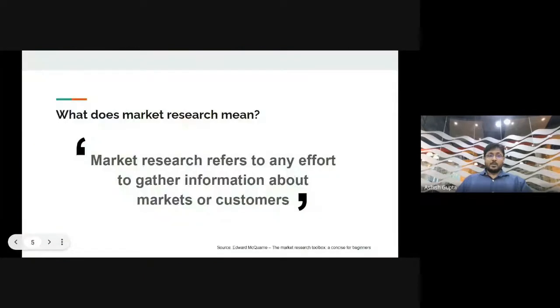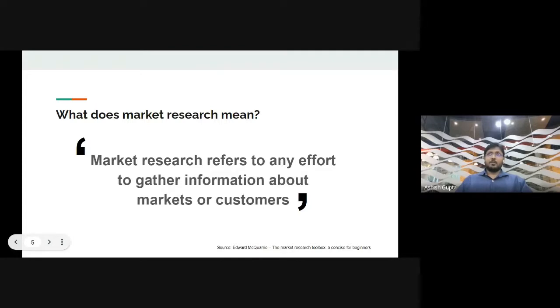So in a nutshell, and I really like this line over here in very plain and simple terms, it's about any effort to gather information about markets or customers. That is what market research is. It could be to understand the market, it could be to understand who your competition would be if you want to enter into the market, or just plain simple consumer understanding in terms of what are the different behaviors, or trying to understand their culture to really make a decision around how do you basically target these people.